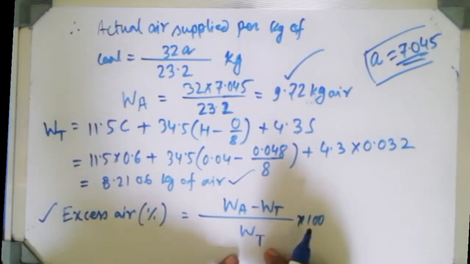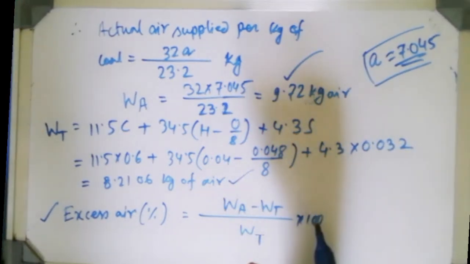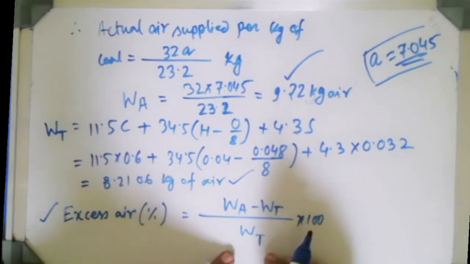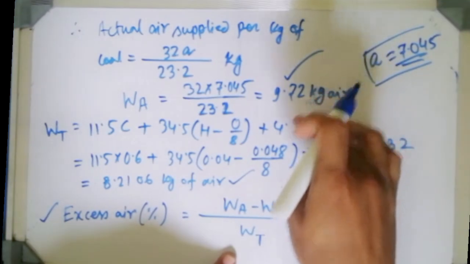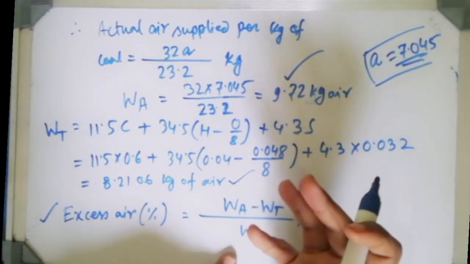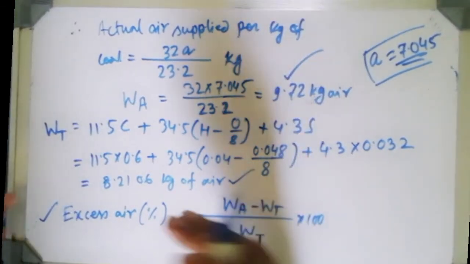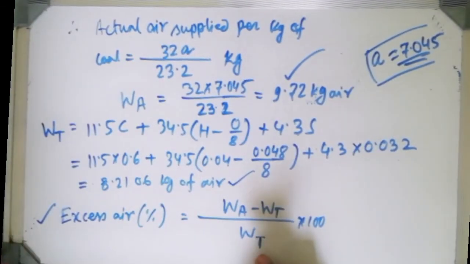Okay, so this 9.72 minus 8.21, if you calculate, that is the excess amount or surplus amount of air, and that surplus with respect to which value? With respect to the minimum value, na, more than this. So that's why WT should come into the bottom part, mind it. Okay, multiplied by 100, so that will be the excess amount of air we need to supply for complete combustion.